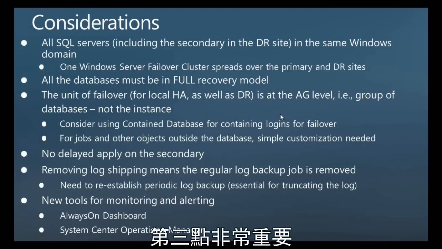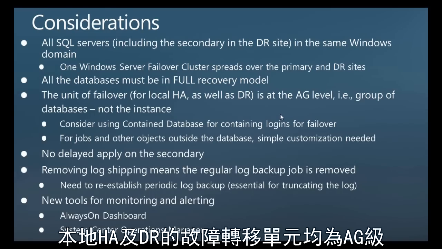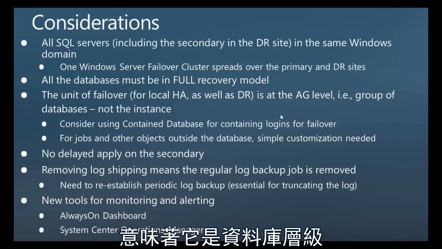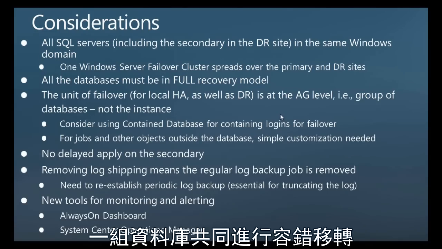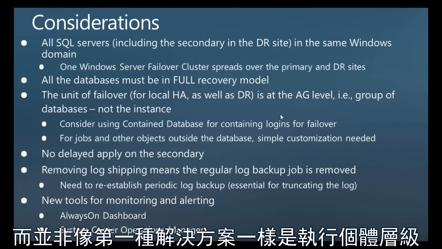And the third one is very important. The unit of failover for both local HA as well as the DR is at the AG level, which means it's the database level. A set of databases fail over together. It's not at instance level, which is in solution 1.